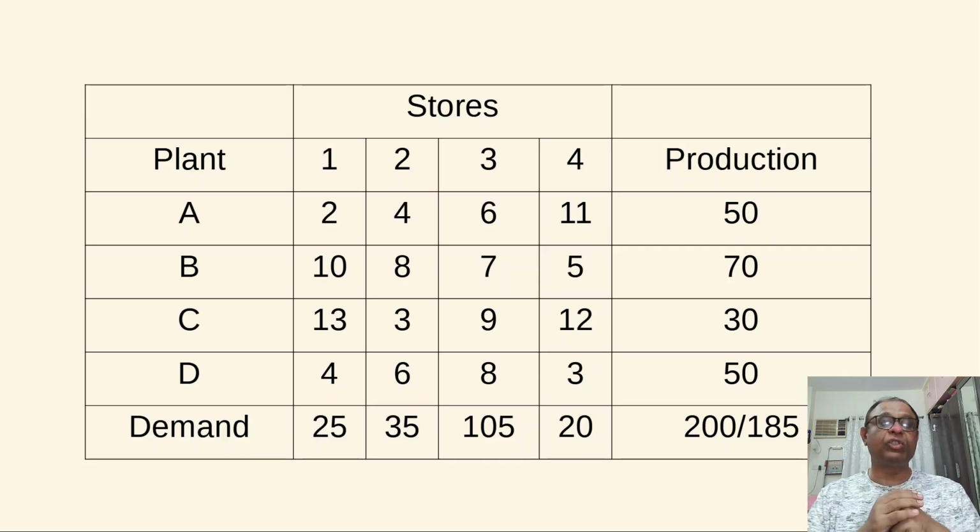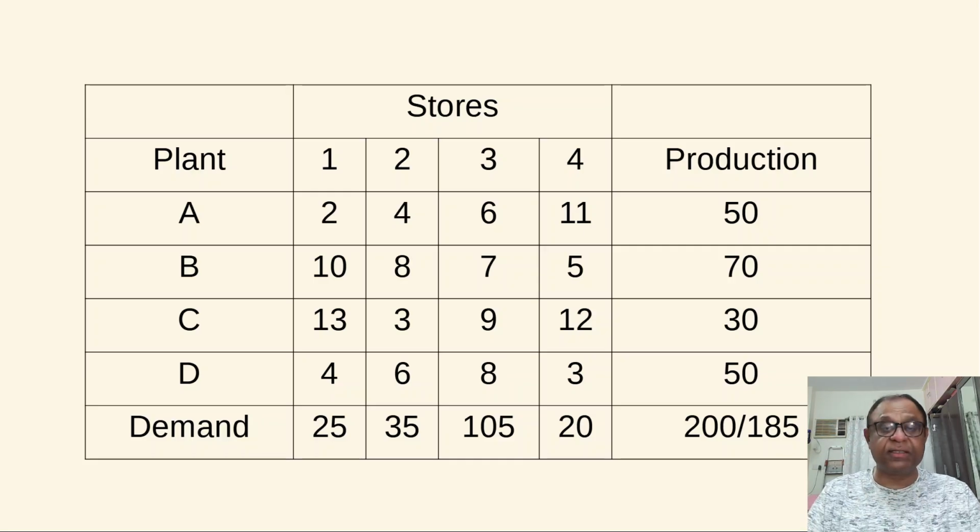Well, the demand from the stores, that is stores number 1, 2, 3, and 4, is 25, 35, 105, and 20. Now, as you can see here, the production capacity is more than the demand. Now, how do you optimize the allocations? You allocate the units of the product produced in such a way that it meets the demand and the cost is minimum. Of course, you are going to have some excess units which you will have to adjust somewhere.